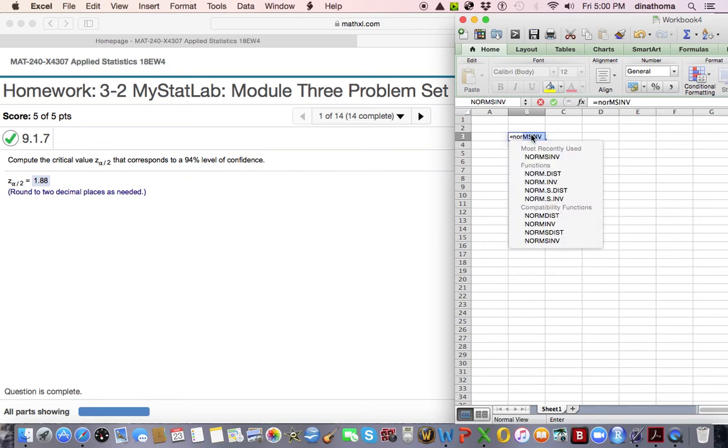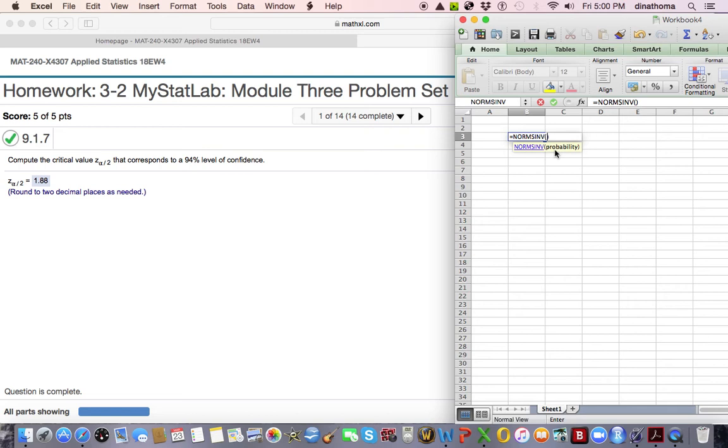So I will type in, and you'll find NORM.S.INV with an S. Because we're doing z, we want the one with the S. You can see there's also a NORM.INV. We do not want that one. We want the NORM.S.INV because we're dealing with the z table. All right, and now it wants a probability. Well, Excel was built the same way the z table was.